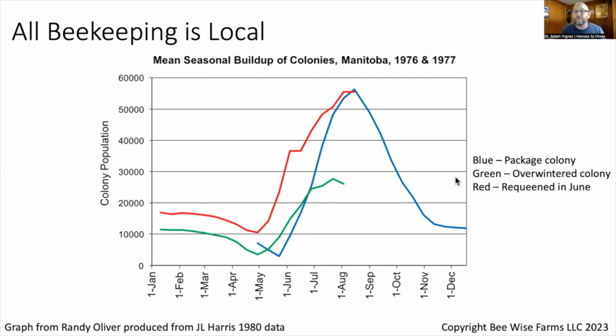So this graph that I'm showing you here, there are 3 lines in this graph. You see that you have colony population on the y-axis. The x-axis is basically time. The blue line is a packaged colony, the green line is an overwintered colony, and the red line is a requeened colony in June. Really what I want you to focus on is the red and blue lines. All I'm trying to illustrate by showing you this graph, this is colony buildup in Manitoba, Canada. So this is more reflective of my climate than it would be for someone in lower latitudes, like say in the south or out west.